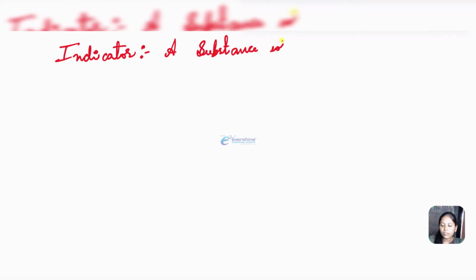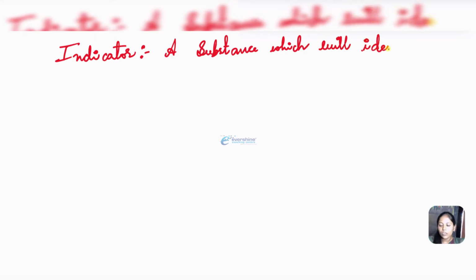Okay. So then we will study indicators, they can ask questions on it. So what do you mean by indicator? Indicator is a substance which will identify an acid or a base.